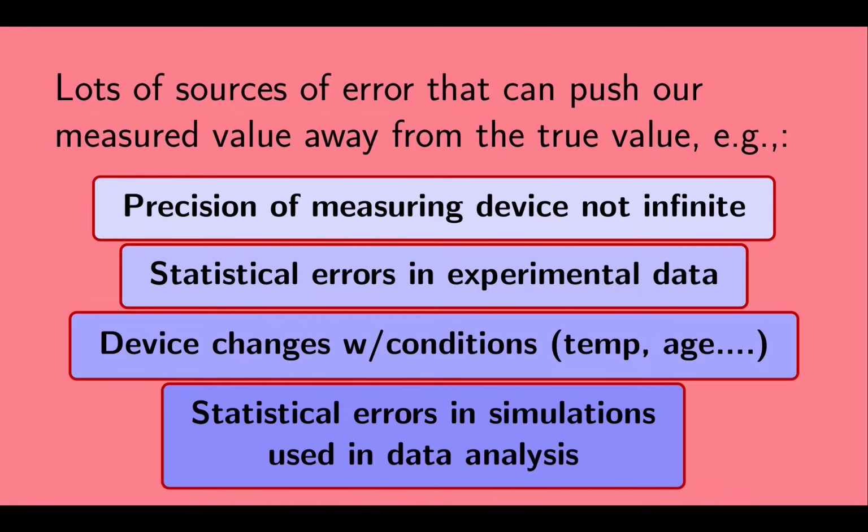There are lots of sources of error that can push our measured value, Q measured, away from the true value. For example, our measuring device is not infinitely precise. There will be statistical errors in our experimental data. The measurement device can change with conditions such as temperature and age. And we can have statistical errors in simulations that we use for data analysis, etc.